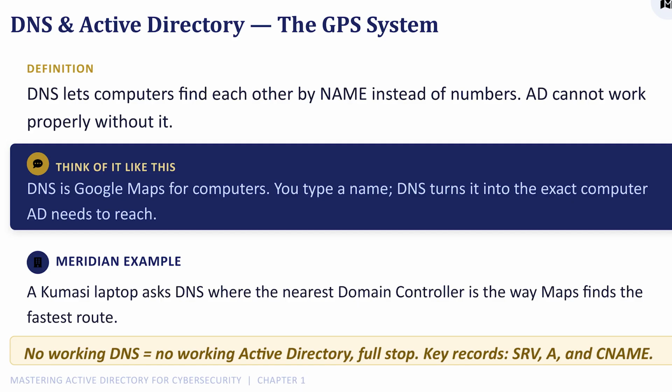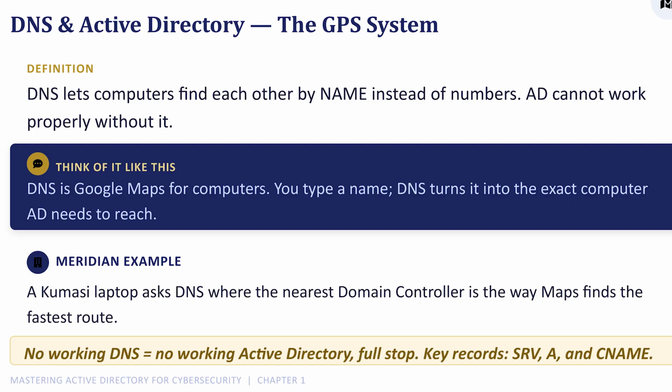Okay, so DNS provides a similar naming and location function for network resources. I gave an example of server1.meridianretail.com. Okay, so DNS helps translate that name into the network information needed to reach the correct computer. Okay, and here's the important sentence: Active Directory cannot work properly without DNS. Never. Okay, this is extremely important.